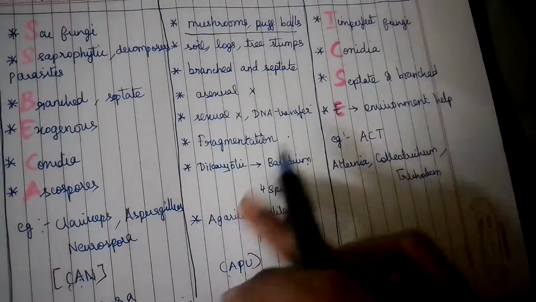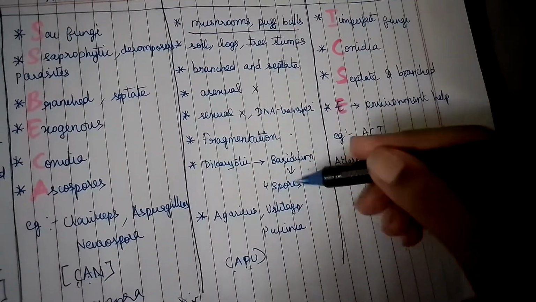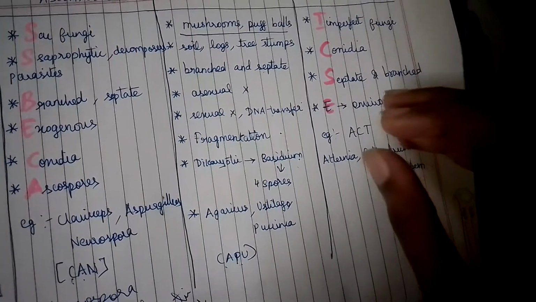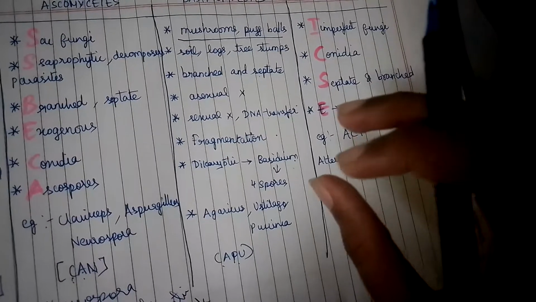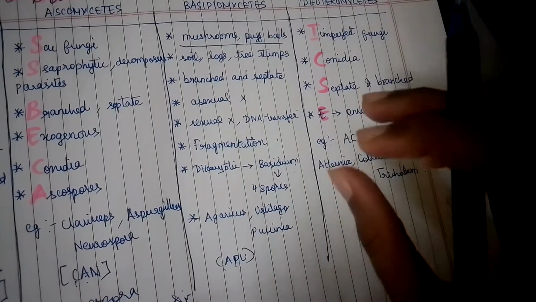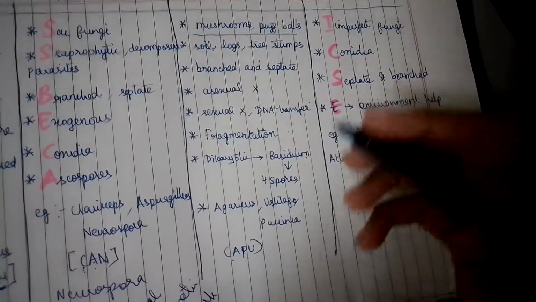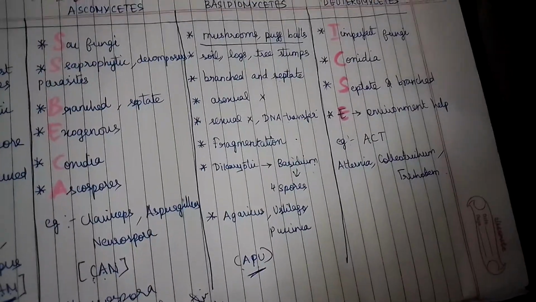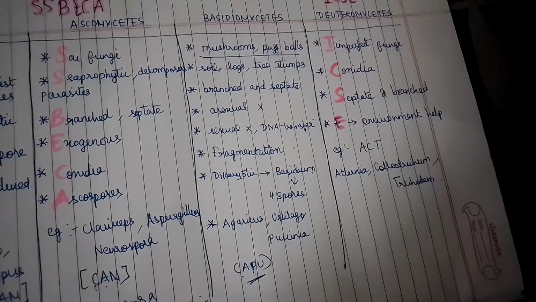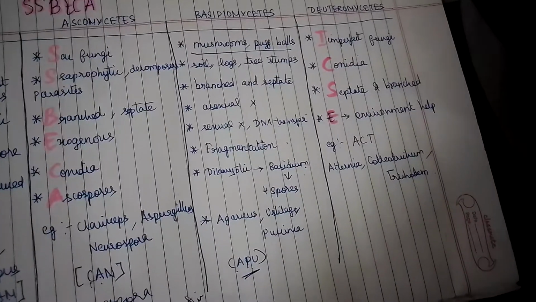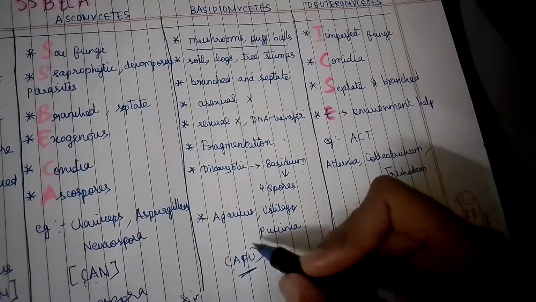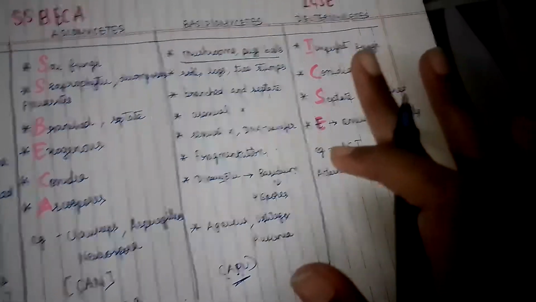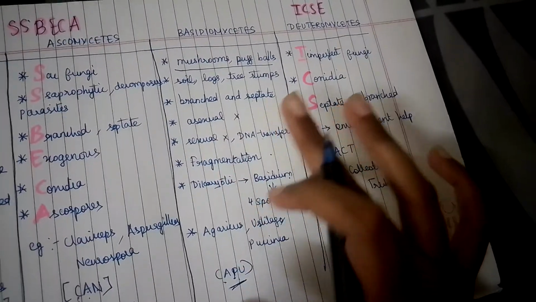This dikaryotic will give rise to the basidium, and this basidium will form 4 basidiospores. The basidia are arranged on the basidiocarp. Basidiocarp is nothing but the fruiting bodies. An example is Apu. We affectionately say to a small child, Apu, come here, so you can remember it that way. Apu means Agaricus, Puccinia and Ustilago. Now clear? So this is all about basidiomycetes.